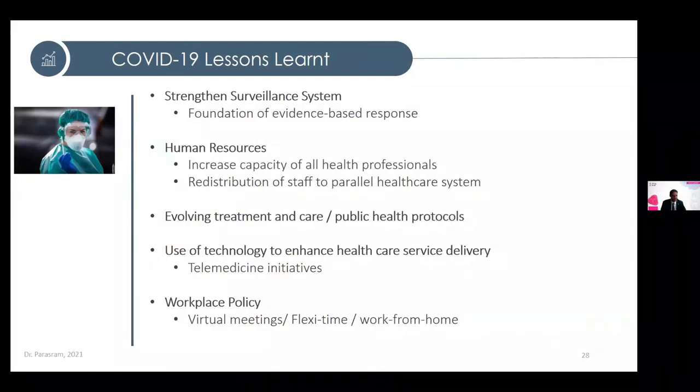Strengthened surveillance systems, foundation of evidence-based response again. So you really need to have a very strong surveillance system to pick up diseases earlier, to track them, to treat them, to isolate, and then, of course, to decrease the risk of spread in a wider area.